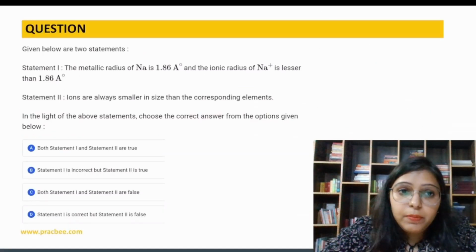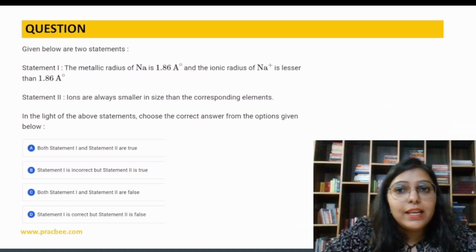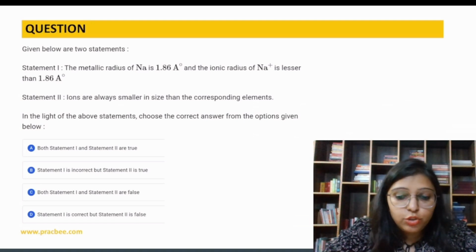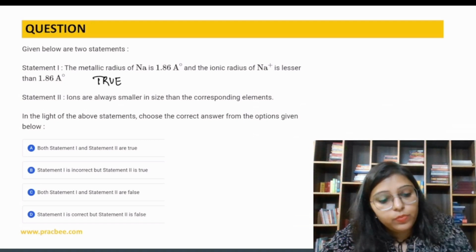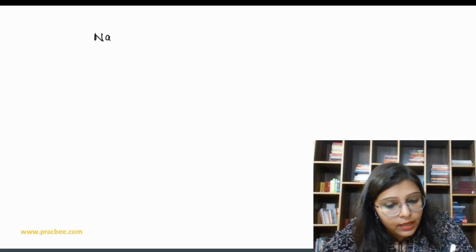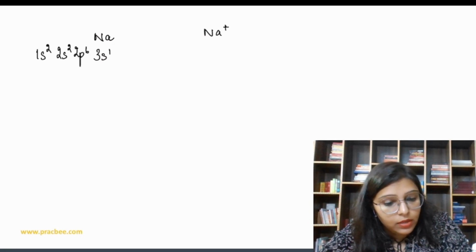Okay, so given below are two statements. Statement 1: the metallic radius of sodium is 1.86 angstrom and the ionic radius of Na plus is lesser than 1.86 angstrom. Is it true? Yes, it is true. Why is it true? So see, we have Na which is 3s1 and we have Na plus. I am writing the complete configuration: 1s2, 2s2, 2p6 and 3s1. And here Na plus: 1s2, 2s2, 2p6.